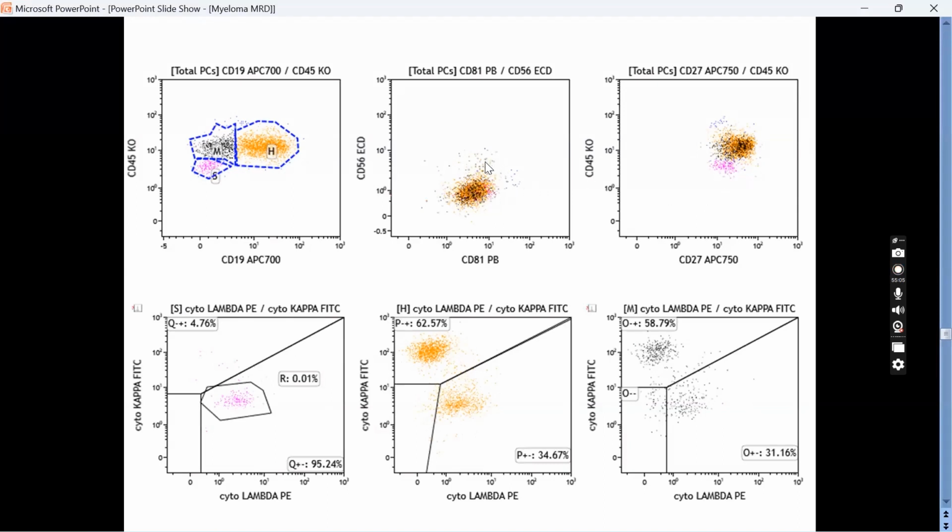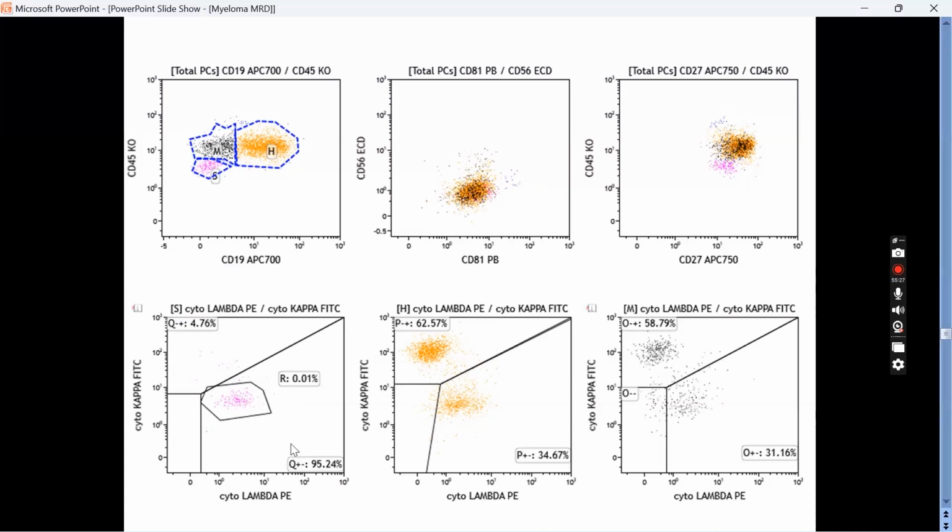Even CD56 is negative, CD81 is not down regulated, only CD45 is helping us. Even CD27 is like touch and go, whereas the normal plasma cell CD27 is here. It is not negative, but slightly lower than the normal plasma cells. Then if you check it with kappa lambda, you can see that it is lambda restricted.